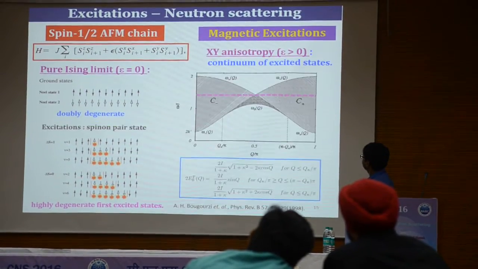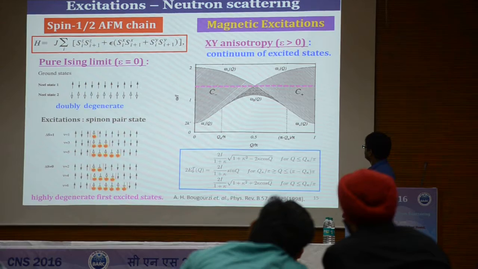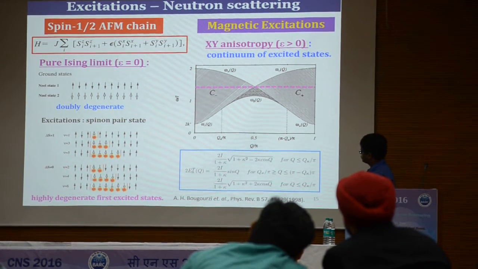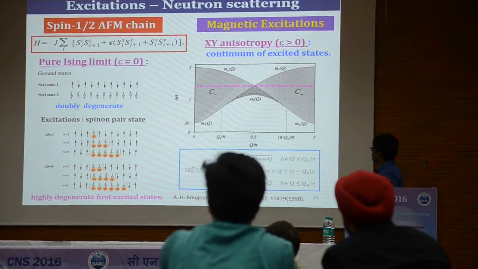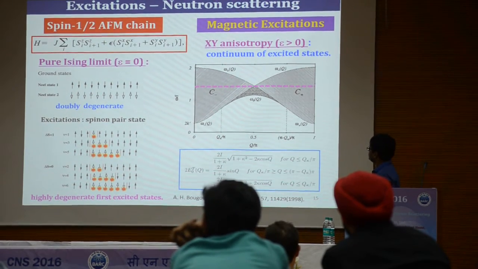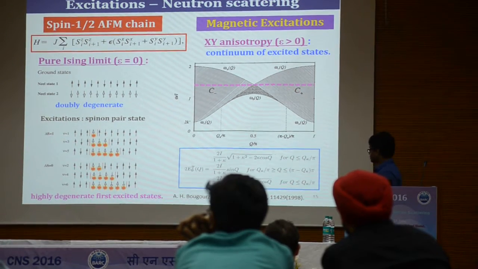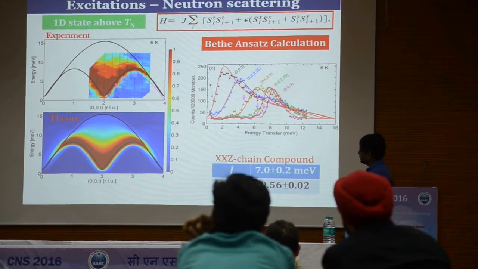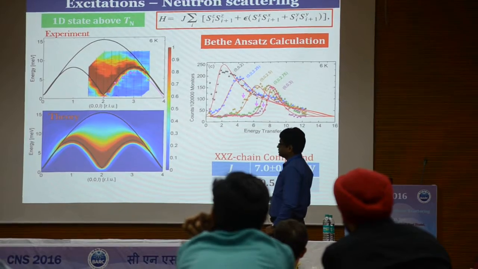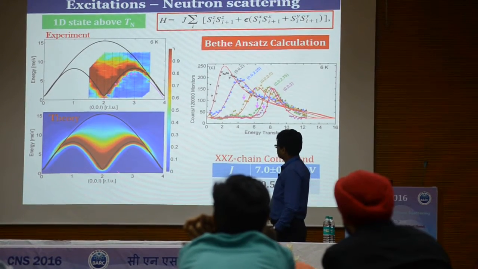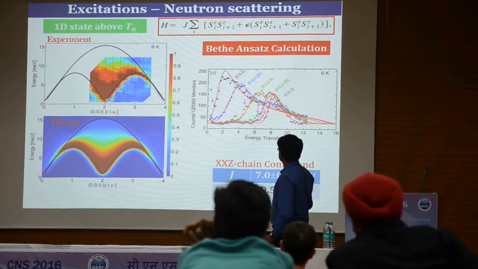Now, if I introduce an in-plane anisotropy, where epsilon is not 0, then in this case also the spinons are free, but they have a boundary in energy and momentum space within which they are free to move, but they are not free to move above that. So we get this kind of continuum dispersion, which we have observed in our case. Here I have shown the experimental data, and we have calculated theoretically from the Bethe ansatz, and this theoretically calculated pattern matches exactly. Not only qualitatively, also quantitatively. Here each cut is fitted with the calculated one.